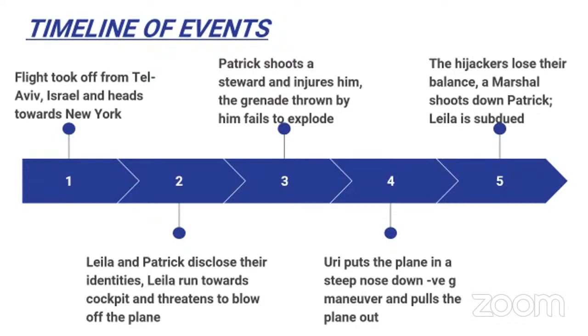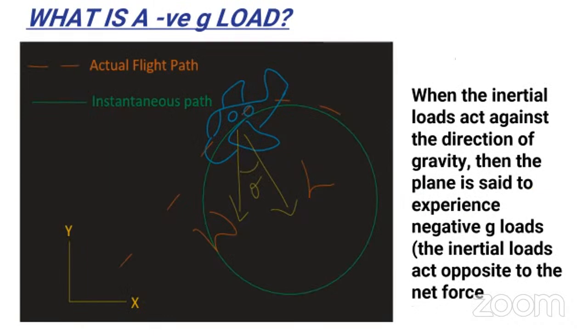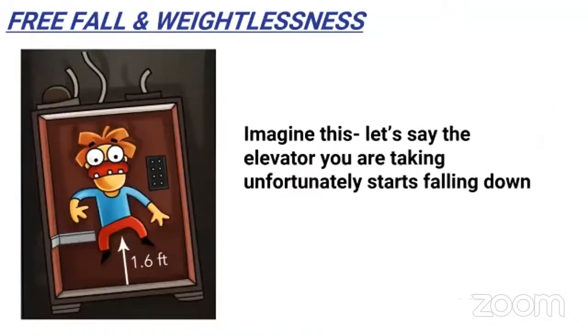When the inertial loads act against the G force, the aircraft experiences a negative G load. So let's say you are in a falling elevator. Basically, you are floating inside it. Similarly, when the pilot puts the nose in a negative G dive, all the hijackers who were standing started floating.